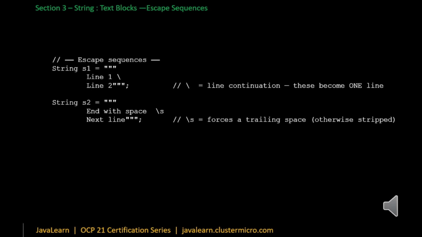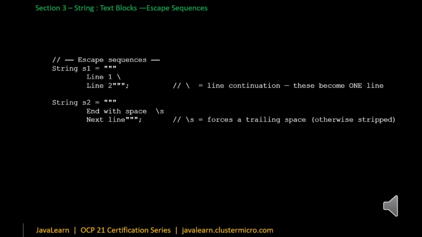So in S2, look at the first content line: end with space, then backslash s. Notice the backslash s at the end, right? Java's text block processing automatically strips trailing white spaces from each content line. If you write "end with space" with two spaces at the end, those trailing spaces are stripped during processing. After stripping, the new line becomes "end with space" and there are no trailing spaces at all.